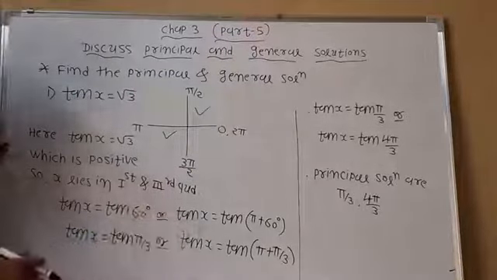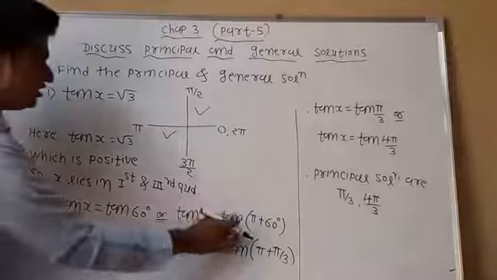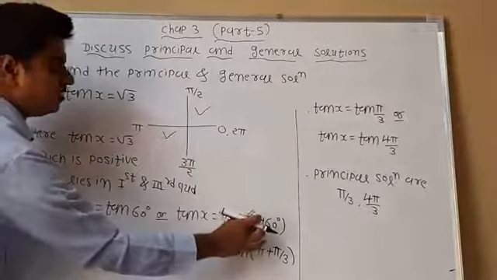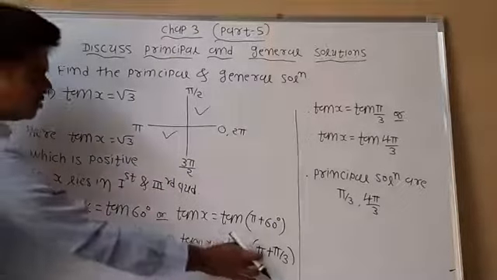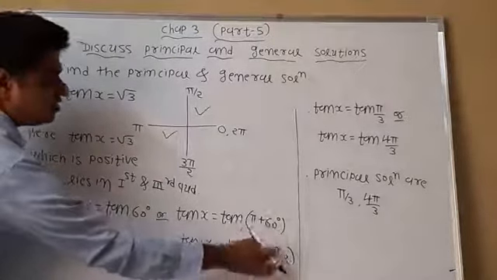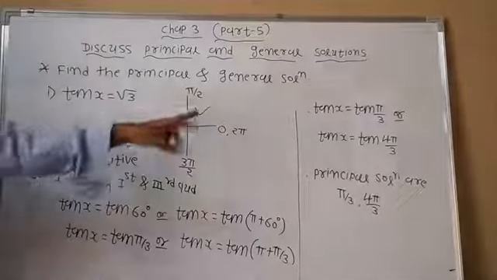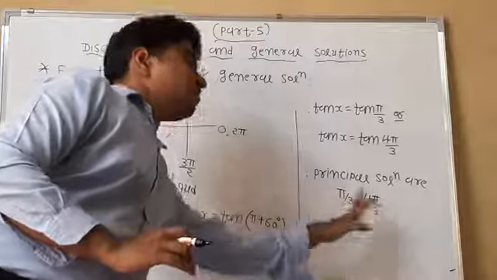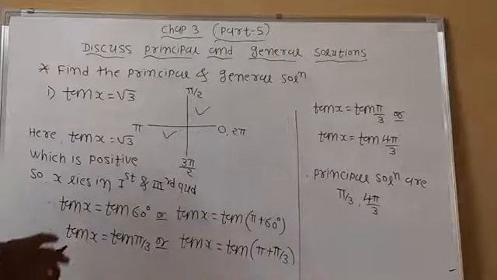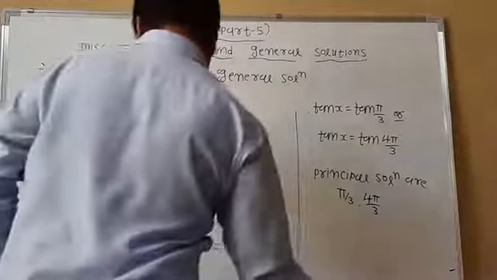Second value, how can we find out? So here written 10 pi plus pi 60 degree. Now simplify this term. Here pi 60 degree, in place of it written pi by 3, take LCM. So here we get two principal values. One is pi by 3 and another value is 4 pi by 3. Now after that, find out the general solution.